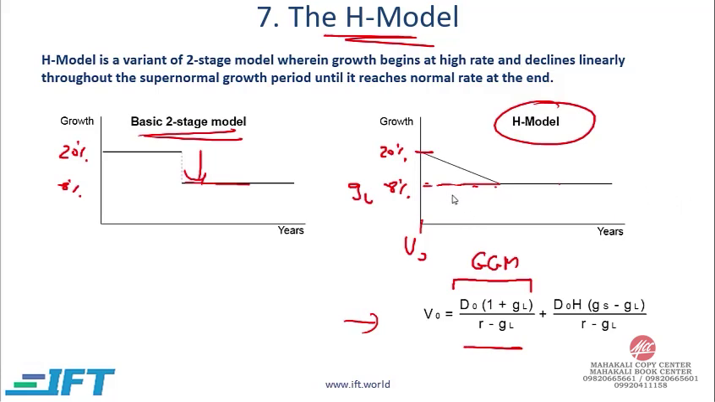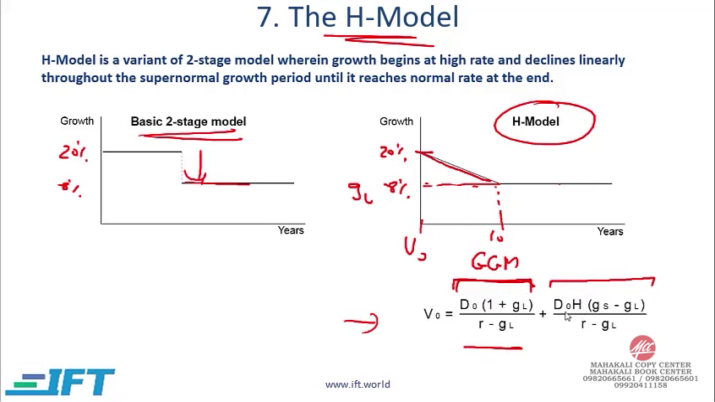But for a certain number of years, let's say that the certain number of years is 10. For a certain number of years, the growth is more than 8%. So obviously the value of this company is going to be more than what a simple GGM will tell you. And that is the right part of this expression.